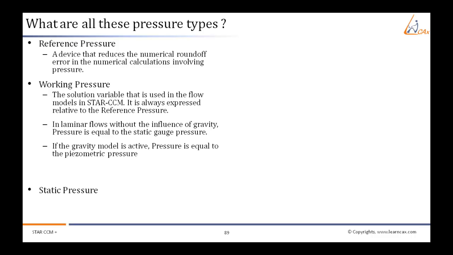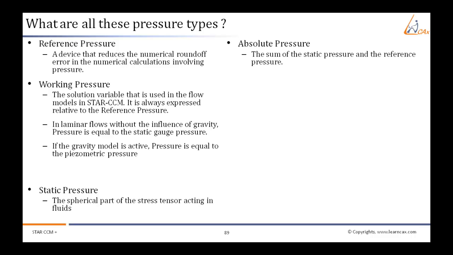Then we have the static pressure. This is the spherical part of the stress tensor acting in fluids. The static pressure is the same as the thermodynamic pressure, which is one of the static variables. Next is the absolute pressure. This is the sum of the static pressure and the reference pressure.